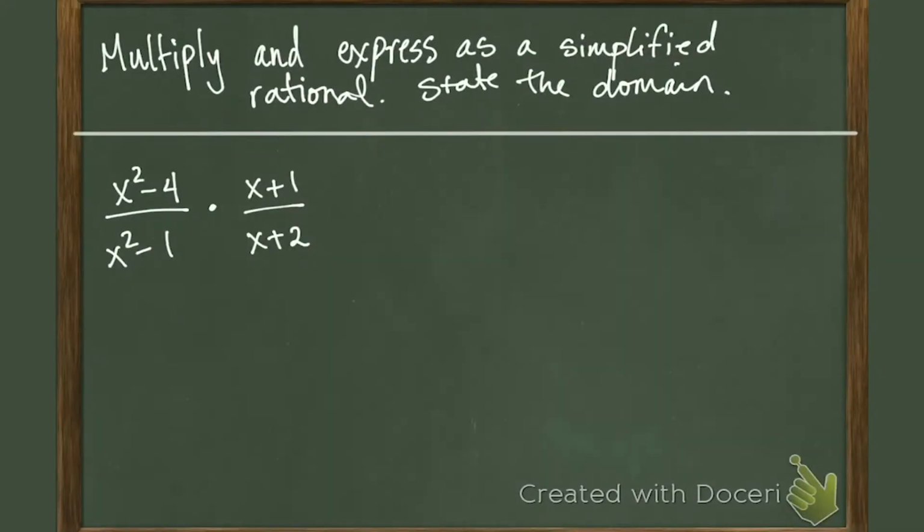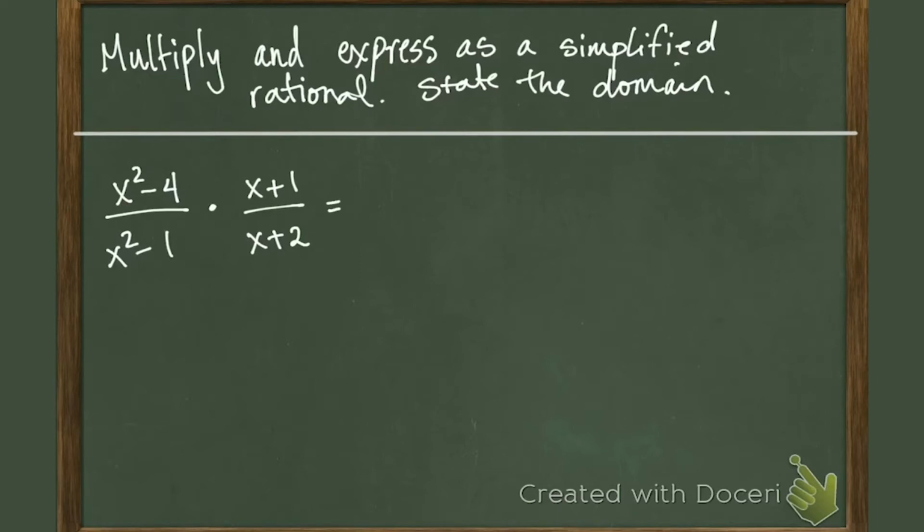Hey there, Algebra 2. This is going to be just one example of how to multiply rational expressions. I'm going to do an example of multiplying in this video, and then another video will be division. So how do we start off? They also want us to state the domain, and we'll do that at the end. So we're multiplying here, right? So let's multiply across.